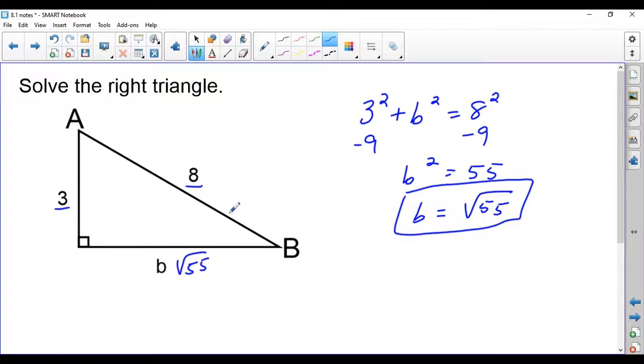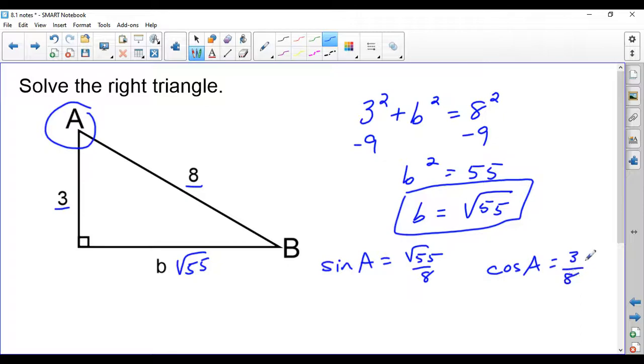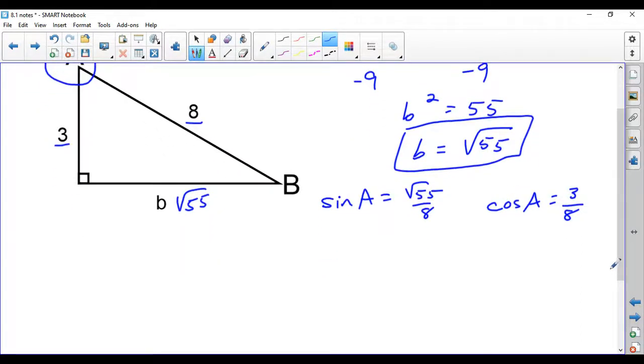Then we have options for finding A first or B first, and once we find one, we can subtract from 90 to get the other. If I want to find the measure of angle A, I could use any combination of these 3 side lengths. For example, I could say that the sine of A equals opposite over hypotenuse equals square root of 55 over 8. Or I could say the cosine of A equals adjacent over hypotenuse equals 3 over 8. Both equations should get me to the same answer.